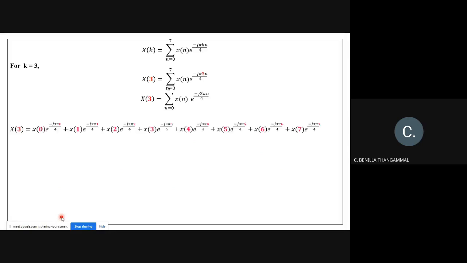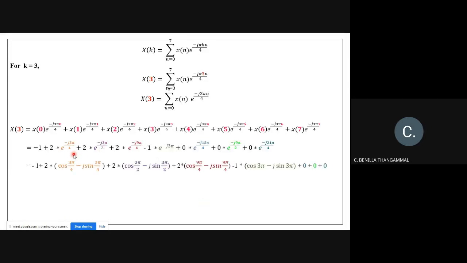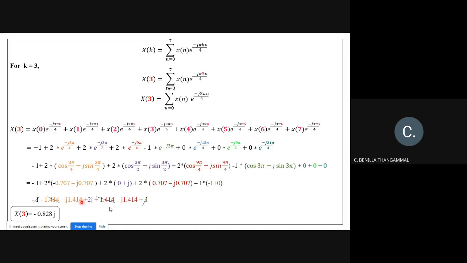Similarly, I'll be substituting my k value as 3 in the equation, then expand my summation by substituting your n value as 0 to 7. Then the exponential term should be expanded in terms of your trigonometric functions, and then find out the values here, and then you just solve this one. So here minus 1 plus 1 cancel, minus 1.414 plus 1.414 cancel with each other. Then the left out term will be minus 0.828 j.